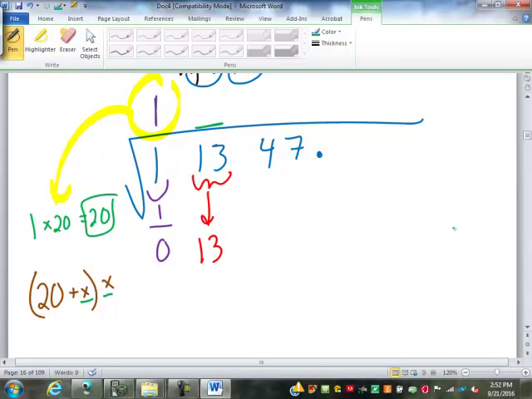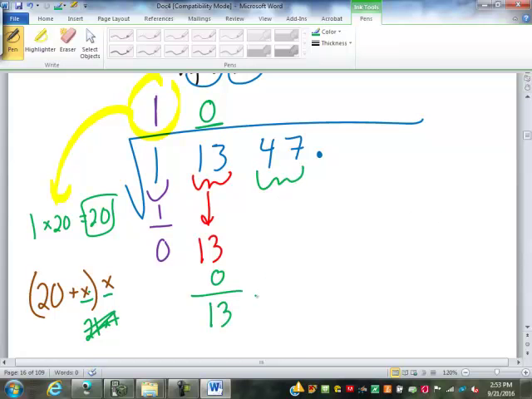Well, there's nothing I can put in there, is there? I can put in 0. If I put in 1, 21 times 1 would be 21. That's bigger than 13. So the only thing I can use is 0. That would be 20 plus 0 is 20 times 0 is 0. So I get 13.